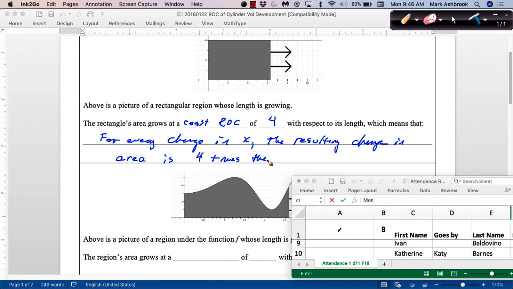And then we have a formula for that. What is that formula? I.e., what embodies that principle of this constant rate of change of 4? Yes, ma'am. dA equals 4 dx. This is what it means that the rate of change of area is 4. It means you can make any change to x, and the resulting change in area that you'll get, dA, is 4 times that change in x that you picked.